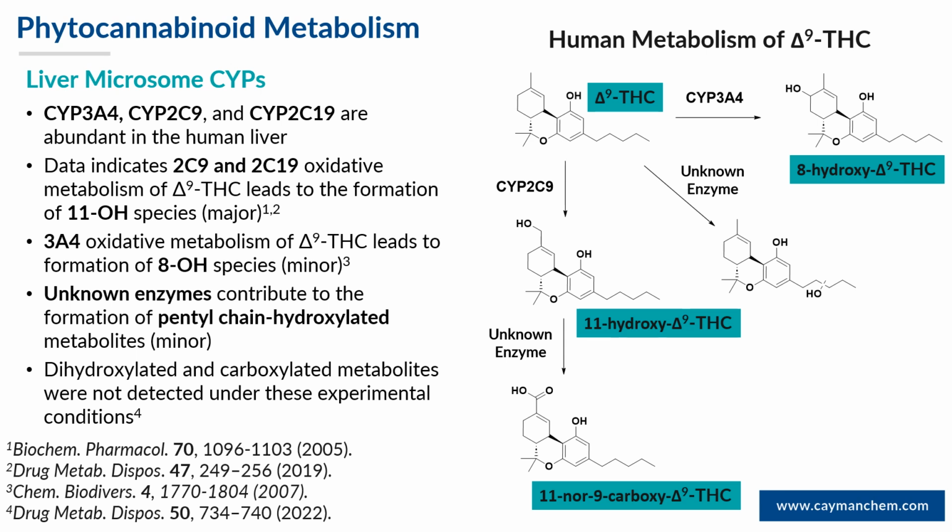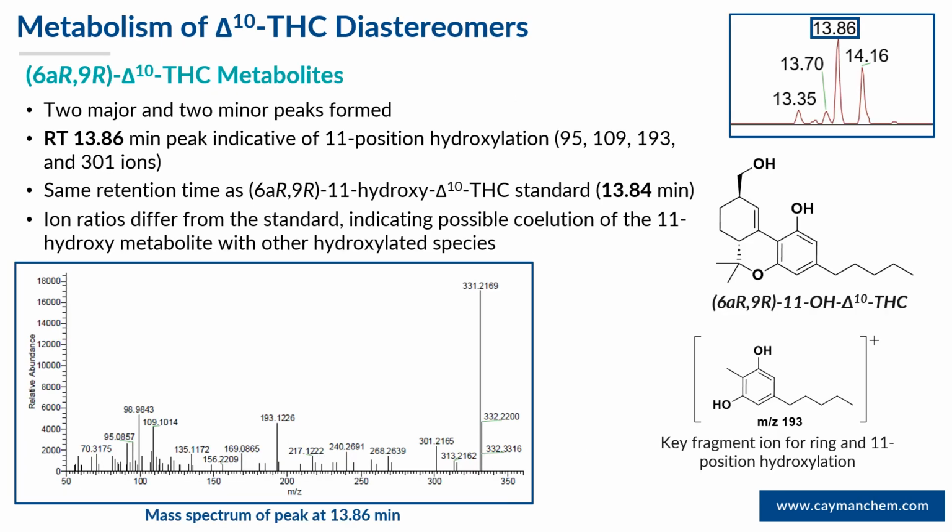We included in our study the masses for the dihydroxylated and the carboxylated species, but with limited evidence of their formation, we decided to focus solely on the monohydroxylated metabolites. So let's get into what our human liver microsome studies actually showed us. We're going to look first at the Δ10-THC diastereomers, starting with the 6AR9R Δ10-THC metabolites.